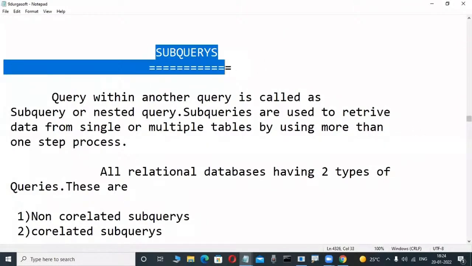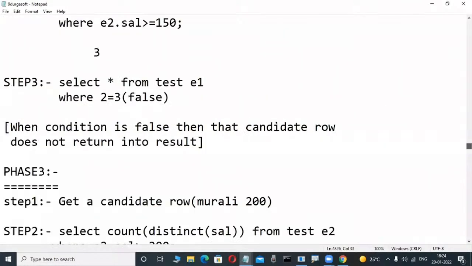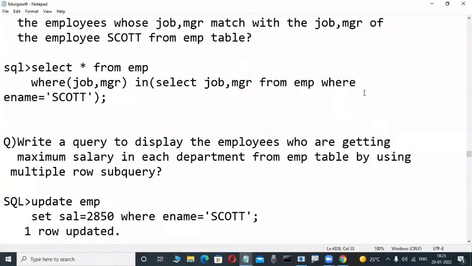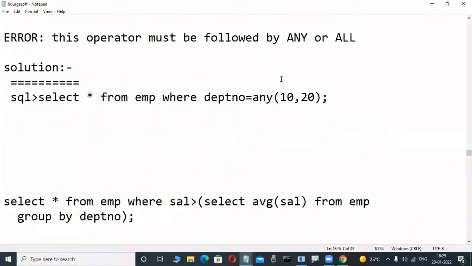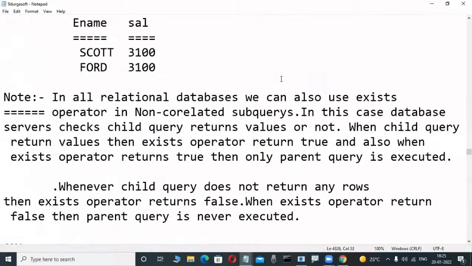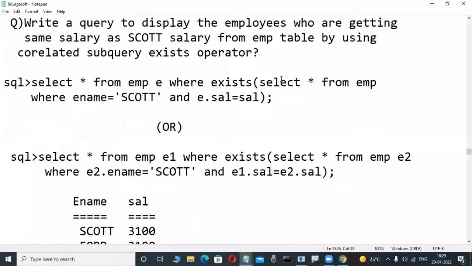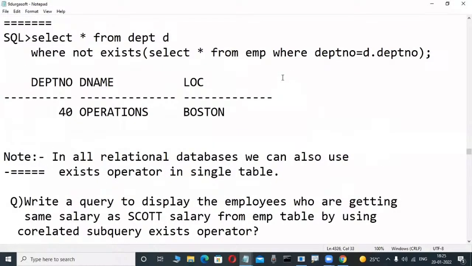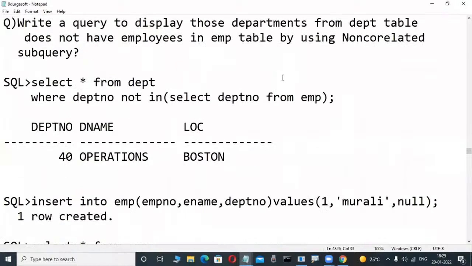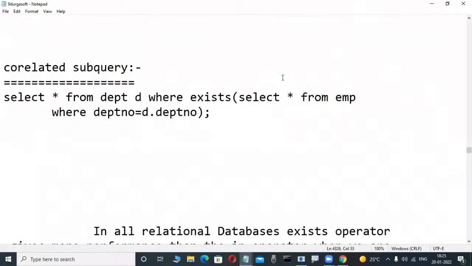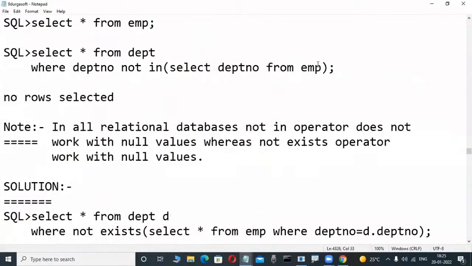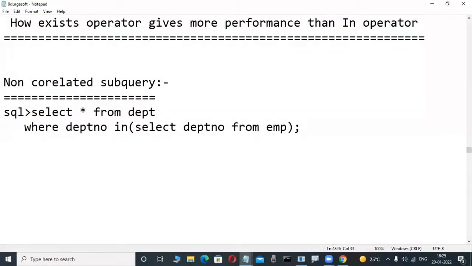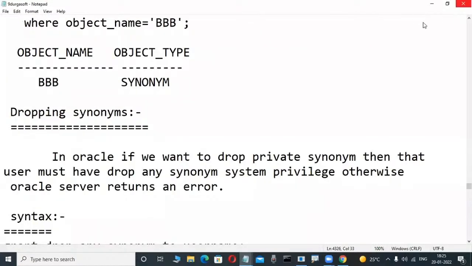In this chapter we also learn interview questions. Suppose you are attending an interview: display the nth highest salary employee, the second highest salary employee, or delete duplicate rows. These type of things are there, and we learn all of them in our course. Some queries are there, and these are things we become familiar with. Don't worry. Then database objects, so many things, and these are big concepts.